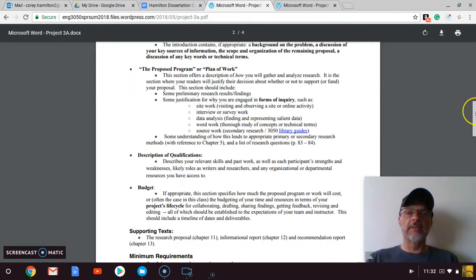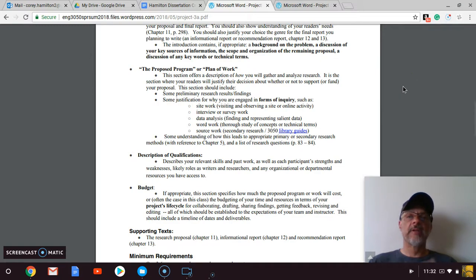Then you have your plan of work, and this is where you're going to really tell me what you've already found out, some preliminary research findings and some results, because you should be diving into whatever the topic is. What are you going to do for your primary research, interview, survey work, how you might be thinking about and analyzing this data. And if there are technical terms that need to be teased out, and then your secondary research. You can reference chapter 5, which it says to do here. And then I'd like to see some of your research questions, what it is that you're trying to find out.